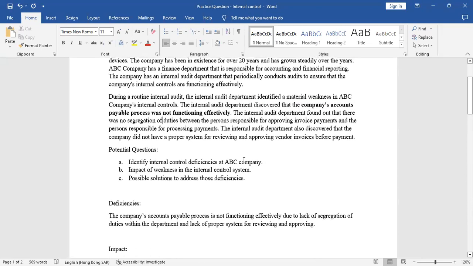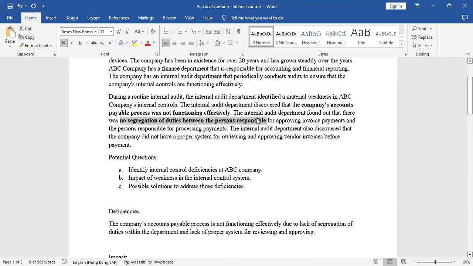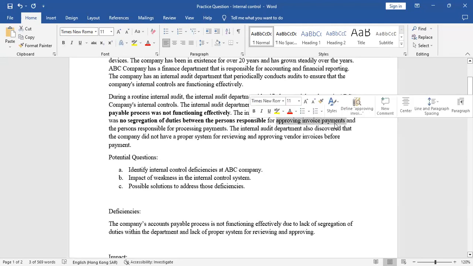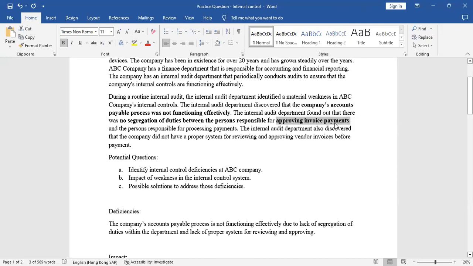The internal audit department found that there was no segregation of duties for approving invoices and payments. So that's one lack of internal control. The internal audit department also discovered that the company did not have a proper system for reviewing and approving, so that's another internal control deficiency. So there are two internal control deficiencies there.